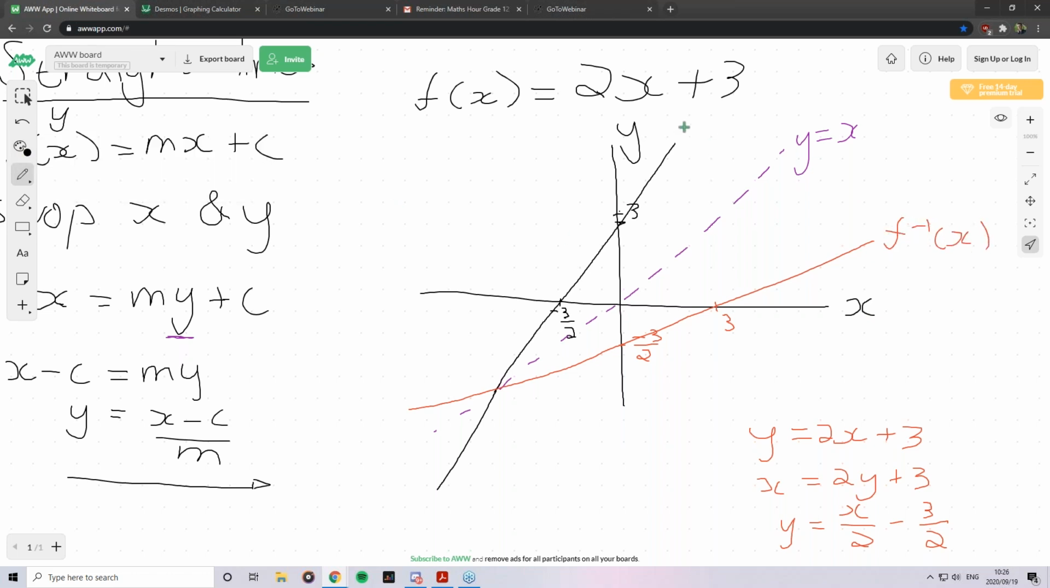That is really as difficult as it gets for straight lines. Just remember to show as much working as you can. Remember to label your axes, depending on, of course, what they ask you in the question.